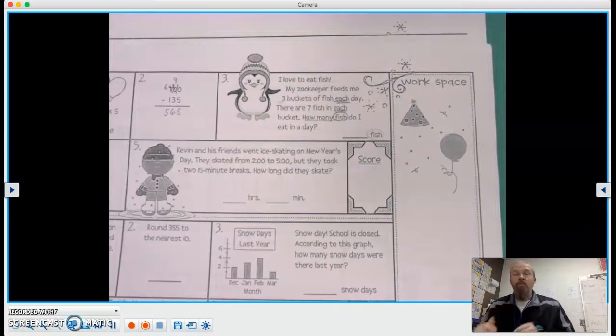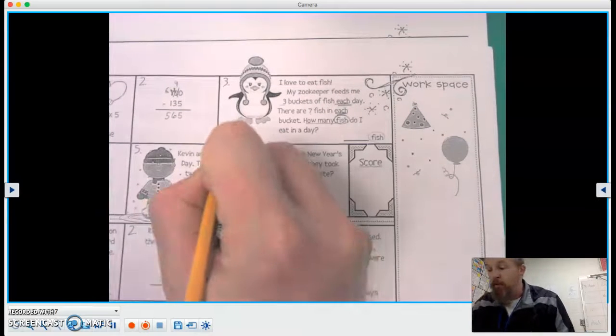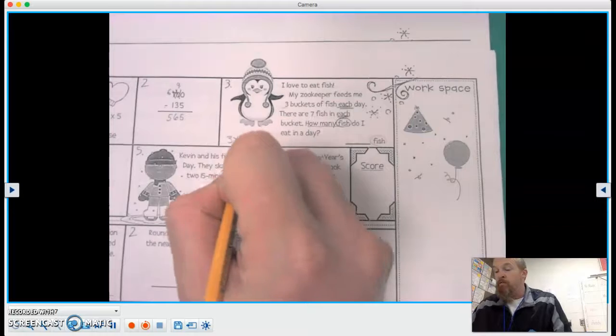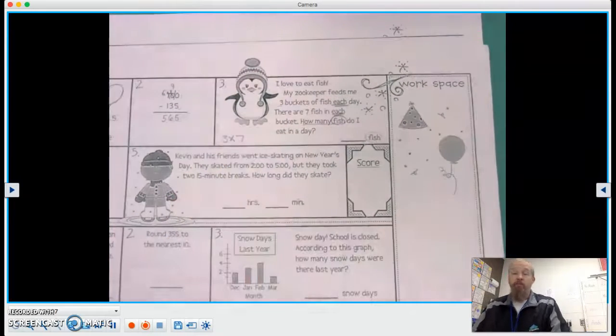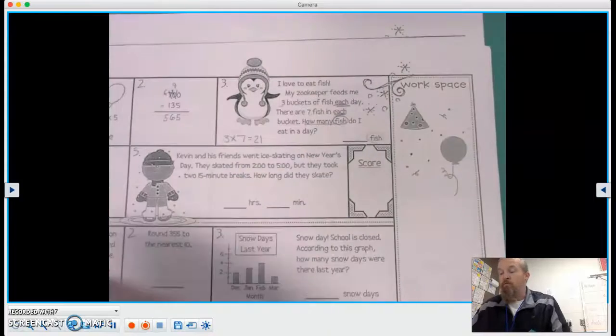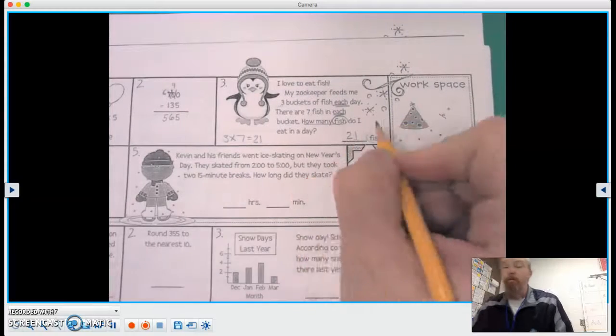So 3 groups. We know it's multiplication. 3 groups. And there's 7 in each group. So there's 3 buckets. There's 7 fish in each bucket. 7 times 3 equals 21. 21 fish in a day.